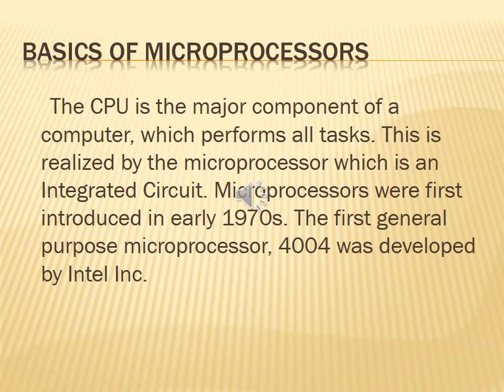This is realized by the microprocessor, which is an integrated circuit. We studied the microprocessor in the third generation of computers, where thousands of transistors were replaced by a single integrated circuit made up of a silicon chip, which holds a large number of instructions used to perform all types of calculations. So what is the microprocessor? The microprocessor is the CPU.